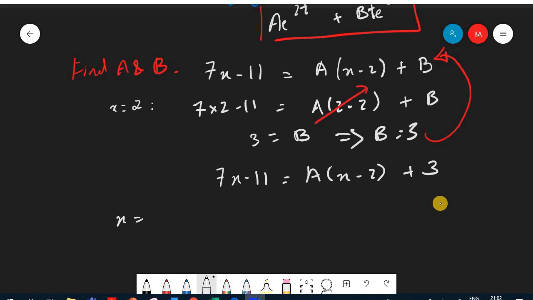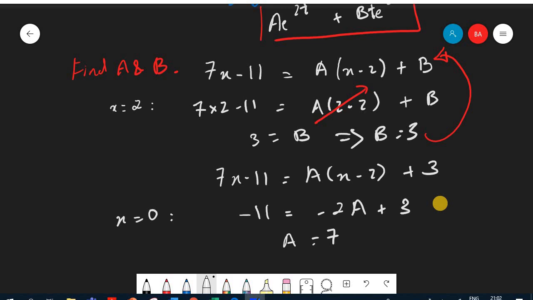And the simplest is to substitute x equal to 0. So that will be minus 11, 0 minus 2, so that is minus 2a plus 3. And if you take that, minus 14 divided by minus 2, a is equal to 7. Okay, so now we found our answer.